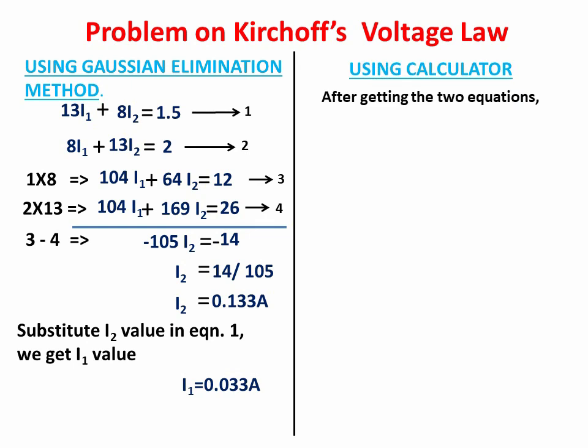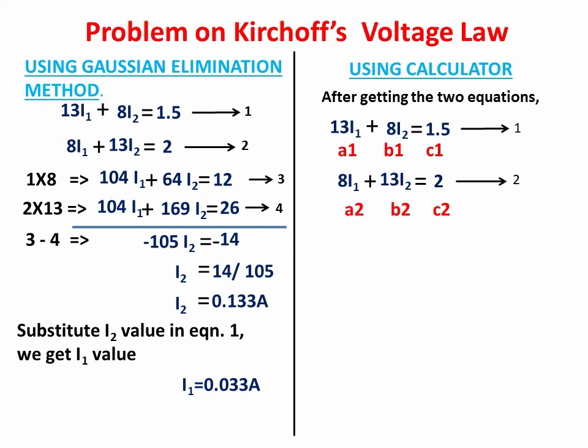We will see now. After getting the two equations, just write down these two equations and give the values like this. A1 value is 13, B1 value is 8, C1 value is 1.5, A2 value is 8, B2 value is 13, C2 value is 2. So I have to write these values A1, B1, C1, A2, B2, C2. You have to keep it ready.